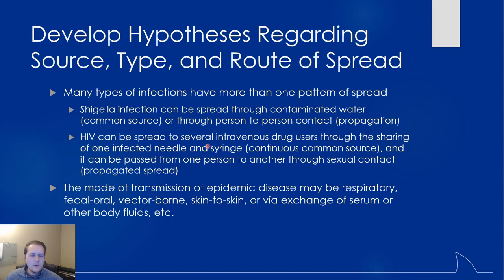HIV can spread through different routes, such as intravenous drug users sharing needles, or it could be happening from person to person through sexual contact, right? So more of a propagated spread. And by looking at the mode of transmission, we can see that it can be respiratory, it can be skin to skin, it can be exchanging of bodily fluids, etc. And looking at the rates, looking at the changes in time, all this can help us with the information we need to define the problem.